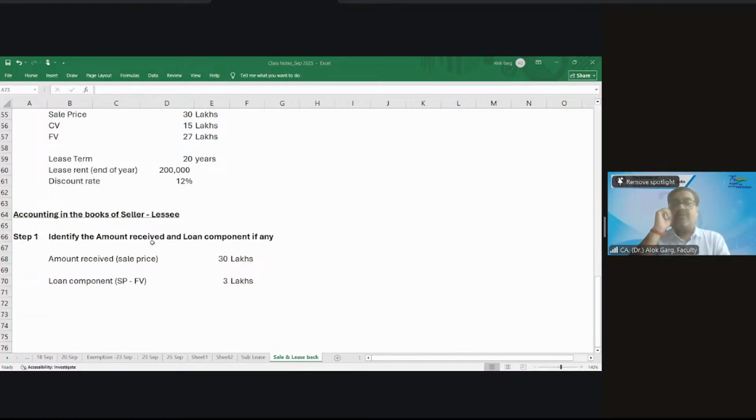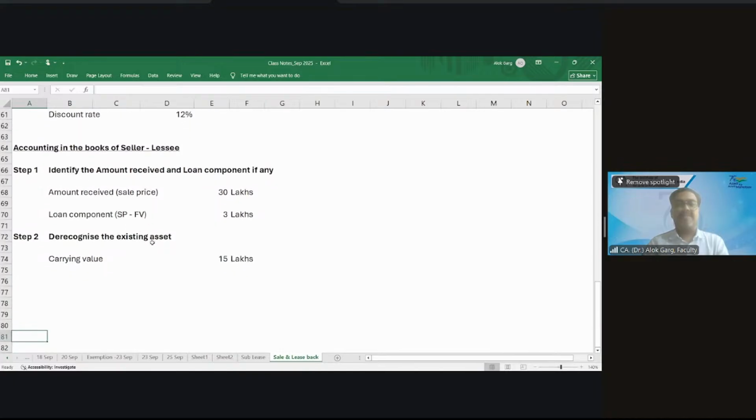Then you need to de-recognize the existing asset. Step number 2. Simple. I need to de-recognize the existing asset. So what is the de-recognition value? What is the carrying value which I'm going to de-recognize? 15 lakhs.